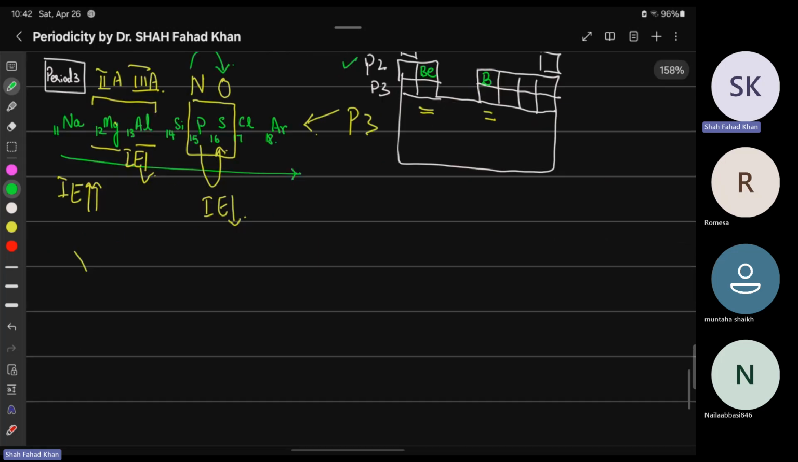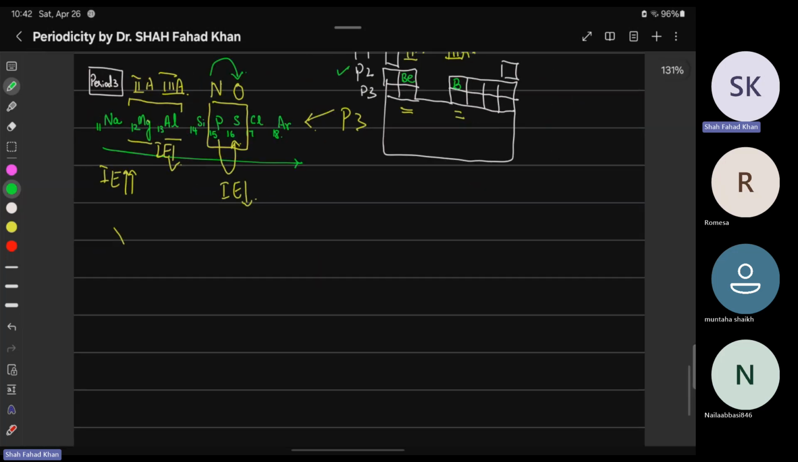Now we're going to draw the graph and study the exceptions and why exactly these exceptions exist. Give me 1 second.